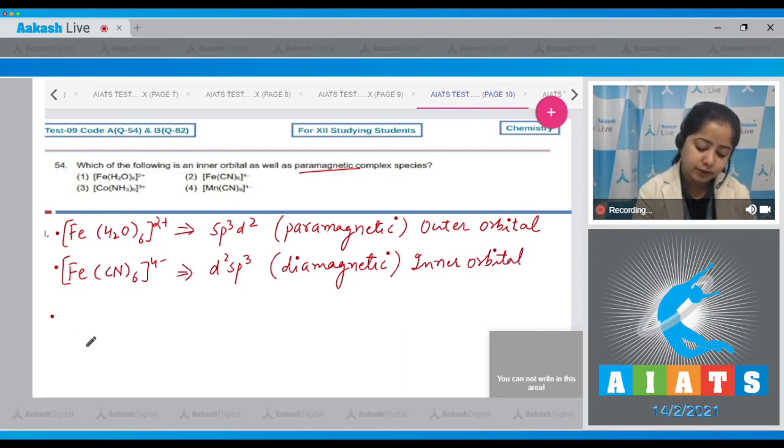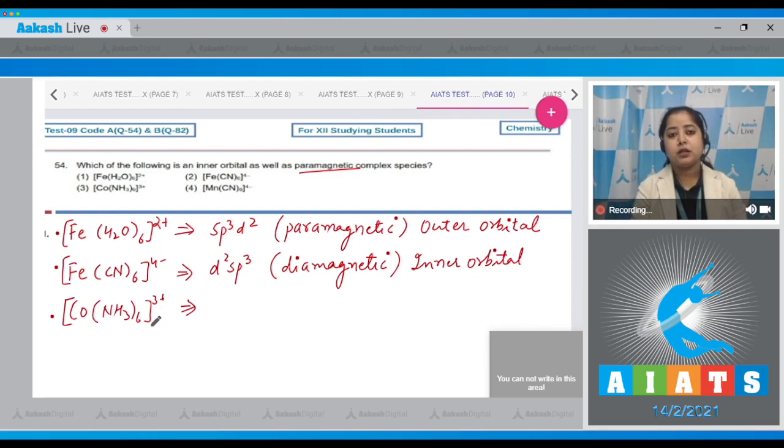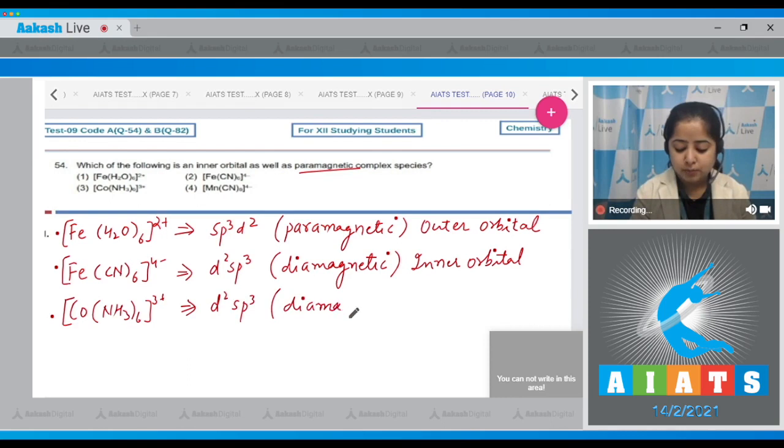orbital complex. Moving to next, [Co(NH3)6]3+. Student, here Co is present in its 3+ oxidation state and after removing 3 electrons there will be 6 electrons in the d orbital, and since NH3 causes pairing, as a result the hybridization will be d2sp3. There will be no unpaired electron, so the complex will be diamagnetic, but we call it an inner orbital complex.